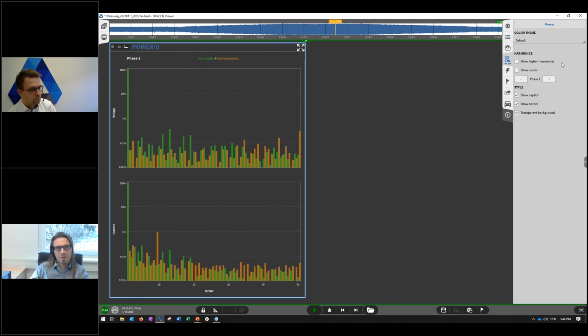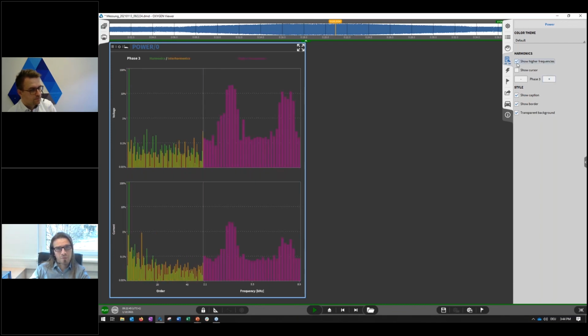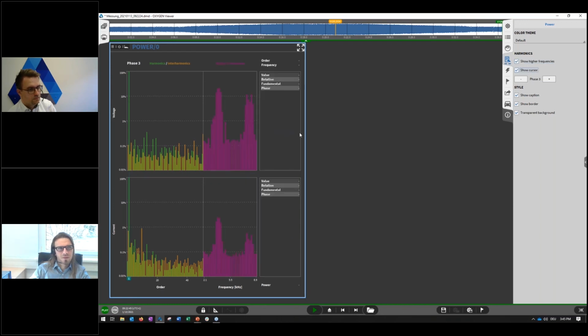And you have the possibility to swap between the phases by accessing the instrument properties, and also to show the higher frequencies by checking this box here. Then you will see the higher frequency grouping from 2 to 9 kilohertz in percentage amplitude as well. And you also have the possibility to add some cursors for detailed analysis of single harmonics or interharmonics.